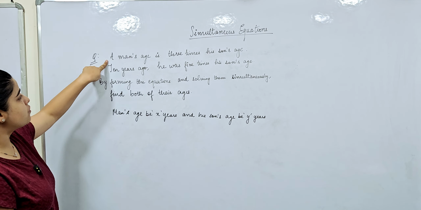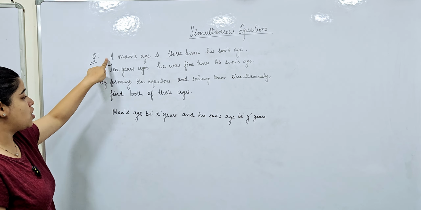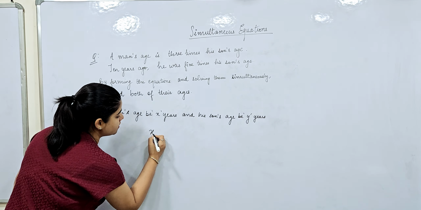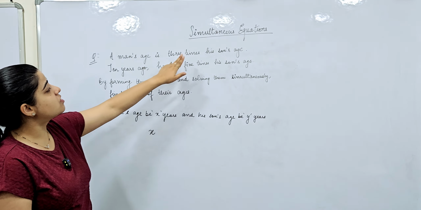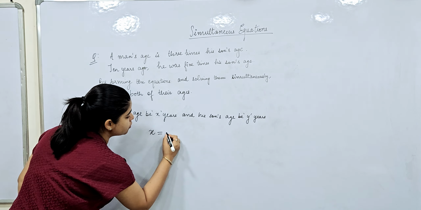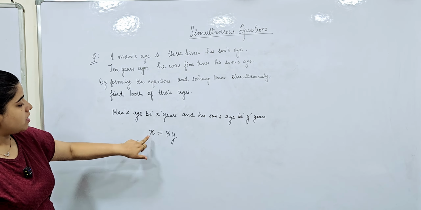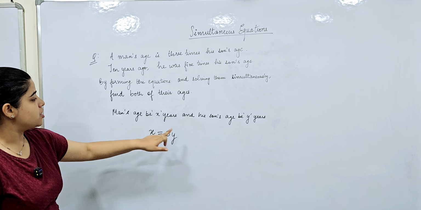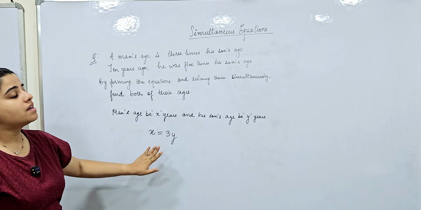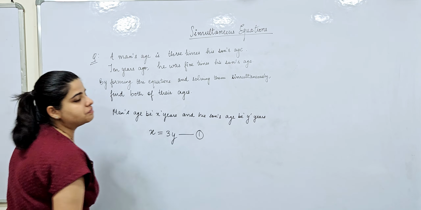Okay, now what is the first line? A man's age is 3 times his son's age. So what is the age of the man? The age of the man is x years and his age is 3 times of his son's age. So x will be equals to 3y because the man is 3 times his son's age. The man's age x years is equals to 3 multiplied by son's age. So this is your equation number 1.